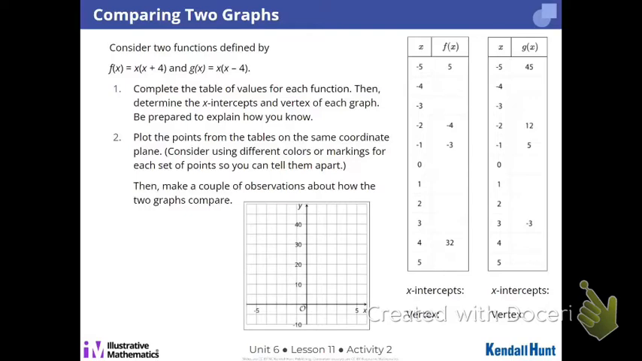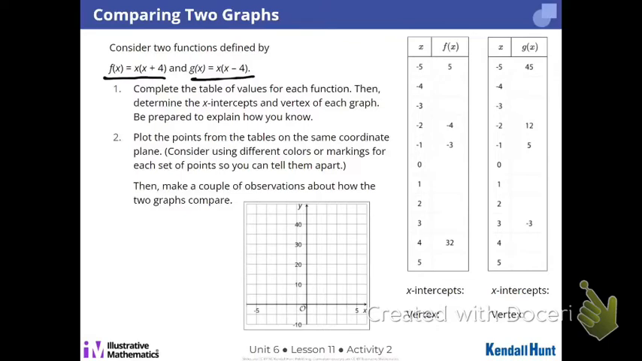We've got two functions, f of x and g of x. You've got tables. You're going to fill out the tables, and then plot the points on this graph, both on the same graph, and compare things. Just looking at the functions before you get started, what appears to be the difference? One has a plus 4, one has a minus 4, so we must be thinking, what does that have to do with where it is?